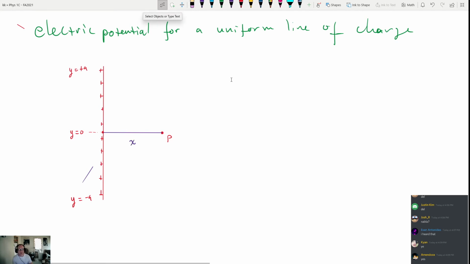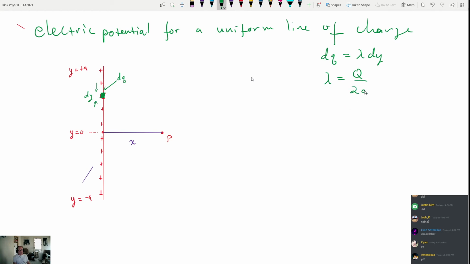And then I'm going to say, take my object and break it up into tiny little pieces. Hopefully this will help you to remember what you're supposed to. I'm going to break it up into a tiny little piece right here, so I'm just looking at one little piece of my object. I'm going to say that the amount of charge contained there, we're going to call dq. The height of this little piece is dy, where dq is equal to lambda times dy, where lambda is the total charge divided by the length, so we'll call it capital Q divided by 2a. So I basically say total charge is Q.